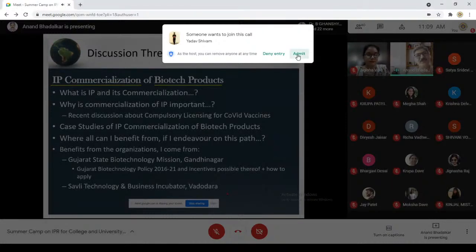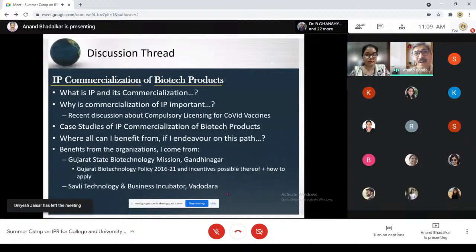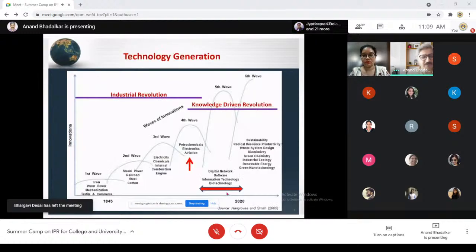I'll also talk about, if you are to endeavor on this path, where all you can benefit from, or what are the benefits offered by the organizations that I come from, GSBTM, STI, or ESIR, TOCIC, and so on and so forth. So let me start with this first slide.